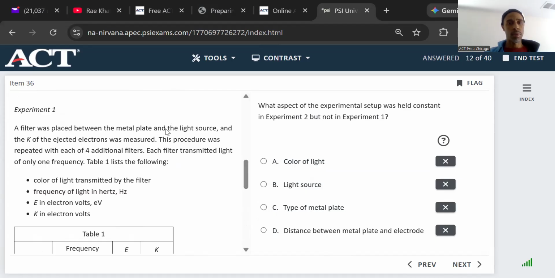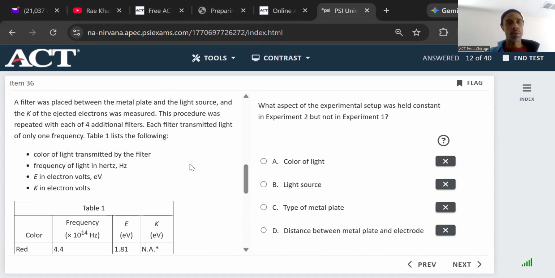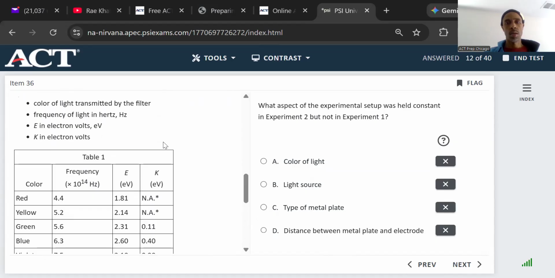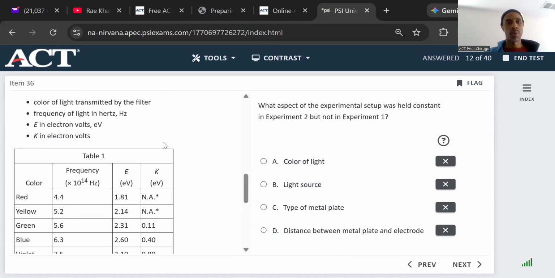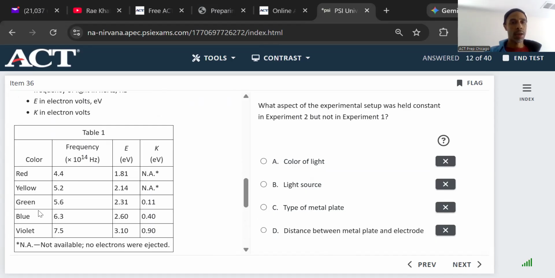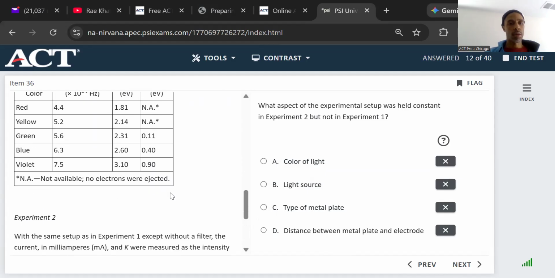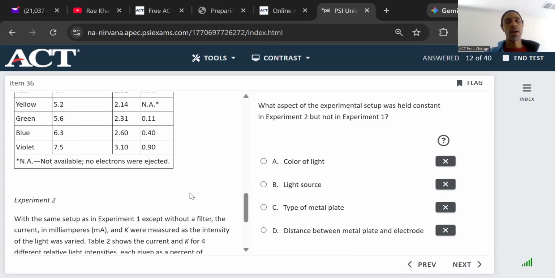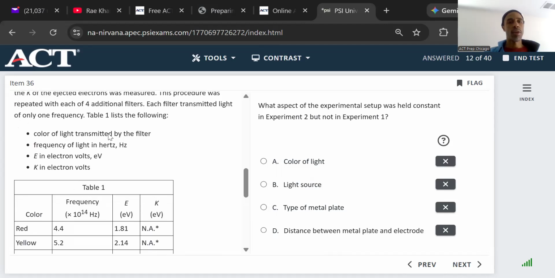Let's look here. A filter was placed between the metal and light source, and the color of light transmitted, Table one lists the following. The color of light transmitted by the filter is what was held constant in experiment two, but not in experiment one. Well, we know the color of light was not constant in experiment one. Was it constant in experiment two? Oh, yes, because it says without a filter. So the color of light transmitted by the filter changed the light.